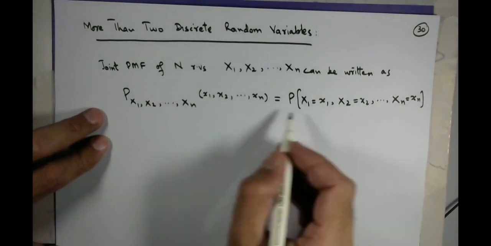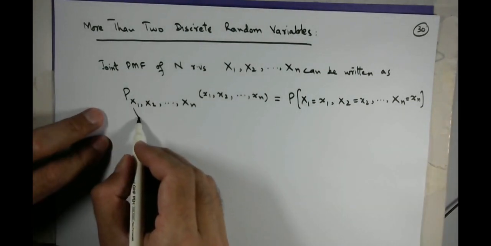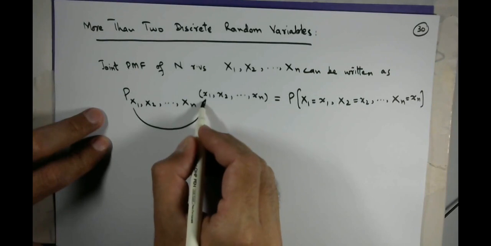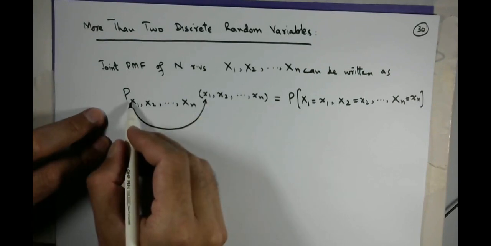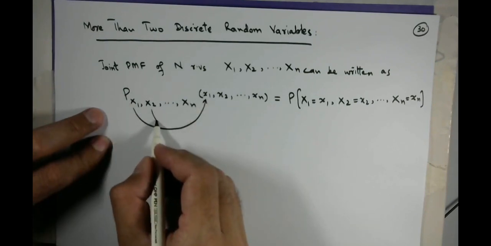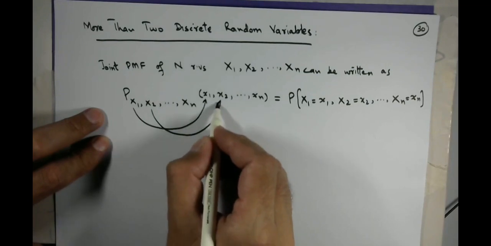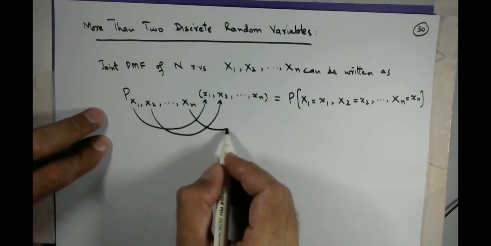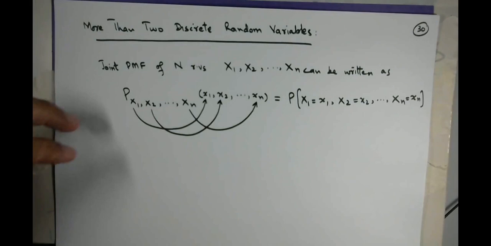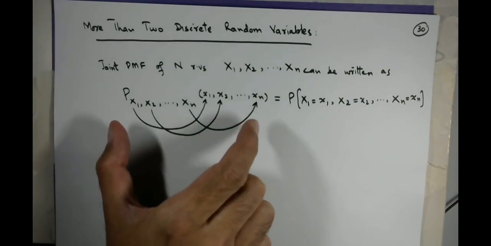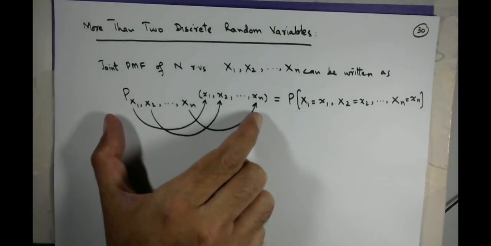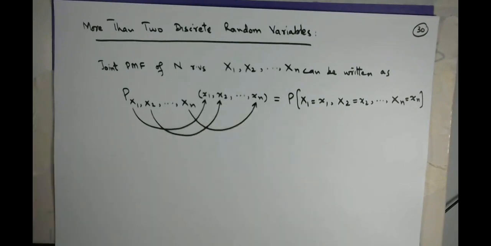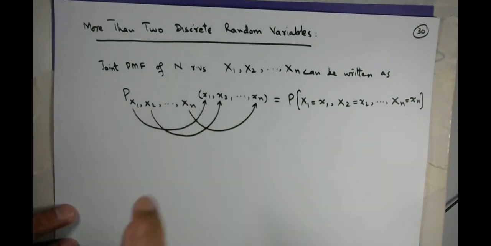So you see, this means the giant PMF of n random variables means random variable x1 assumes this value, random variable x2 assumes this value, and so on. Random variable xn assumes this value. So from now on, we'll write the giant distributions of 3, 4, 5 random variables taken together as such.